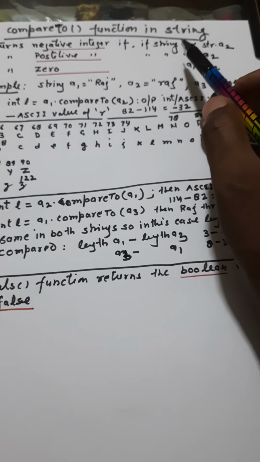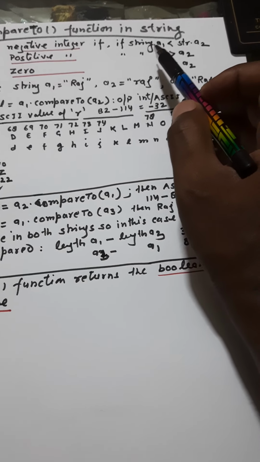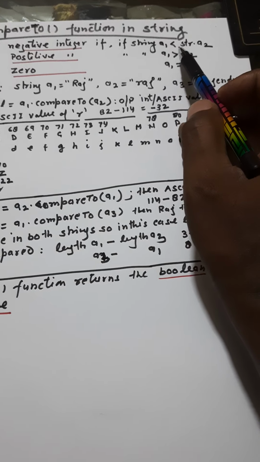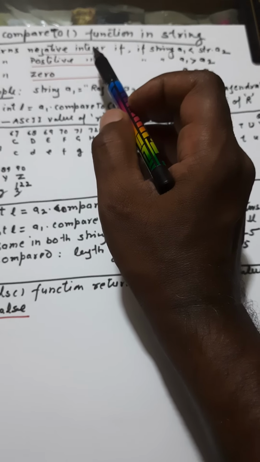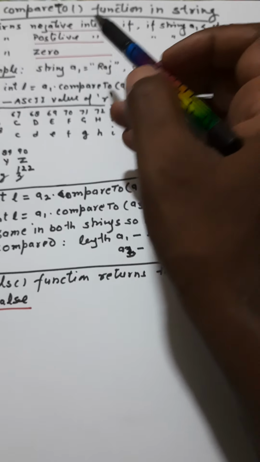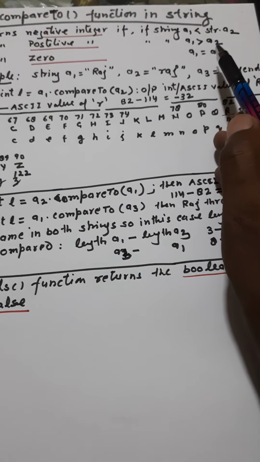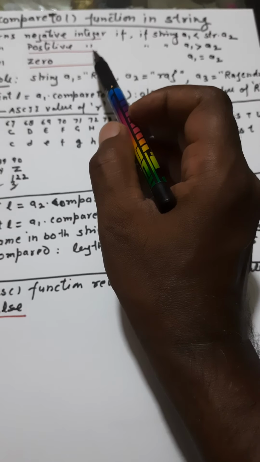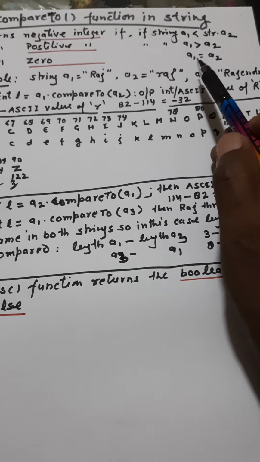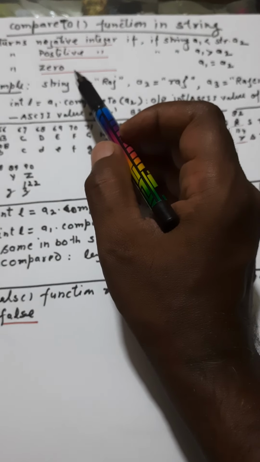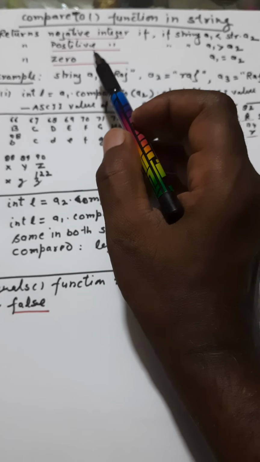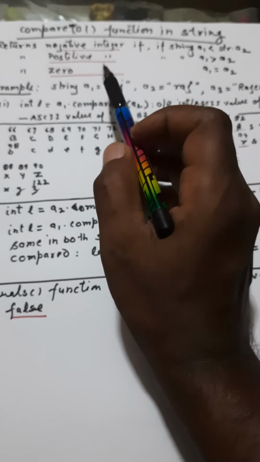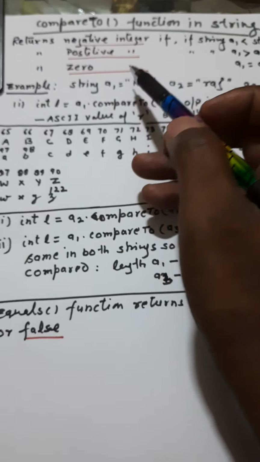value on the basis of comparison. If string a1 is less than string a2, then we will get a negative integer value. If string a1 is greater than a2, then we will get a positive integer. If string a1 is equal to a2, then we will get 0, right? So the compareTo function returns an integer value. This is the answer, right?